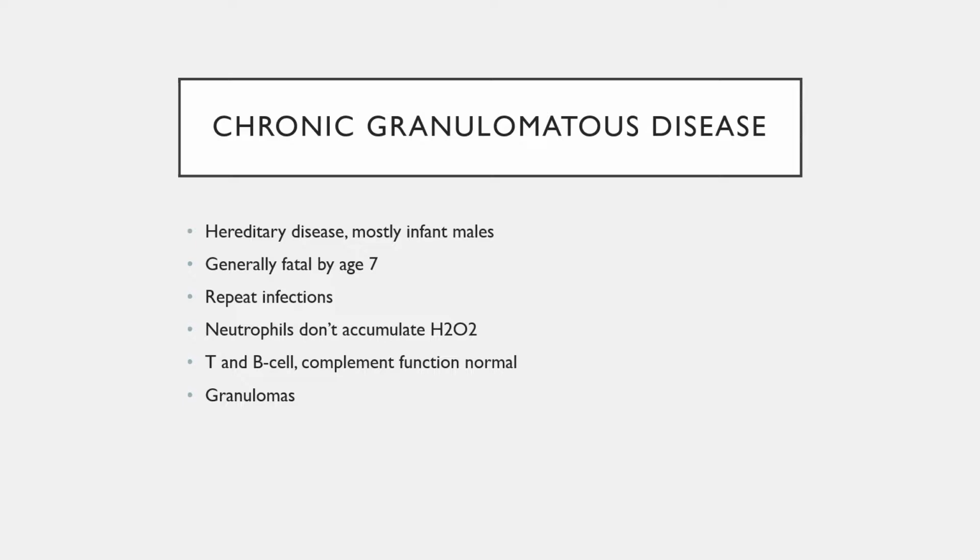People that have CGD have repeat infections with enterics, staphylococcus, and yeast infections. Their neutrophils don't accumulate H2O2. Neutrophils don't accumulate hydrogen peroxide, and thus organisms are engulfed, but they're not killed. Their T and B cells are normal, and their complement function is also normal, but these patients tend to get granulomas. And granulomas usually are an accumulation of macrophages around the site of infection. So that's chronic granulomatous disease.